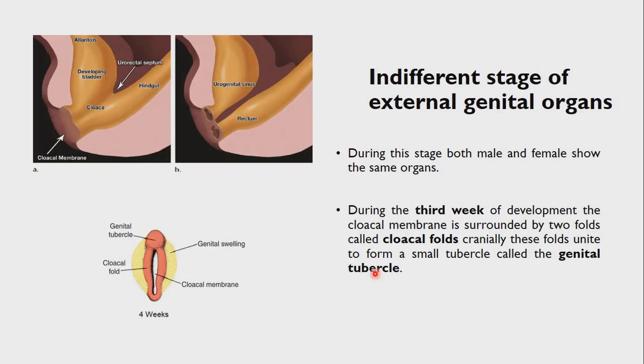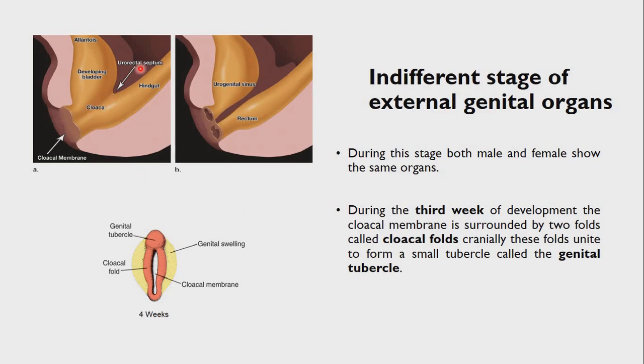Now, we will come to describe the development of external genital organs. Also, there is indifferent stage and there is different stage. In the indifferent stage of external genital organs, during this stage, both the male and female will show the same organs. Now, look here. You can see this is the cloaca, if you remember.